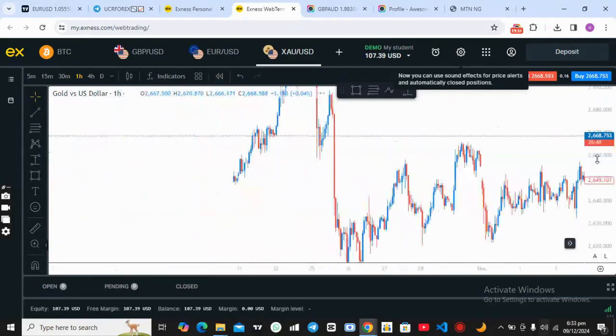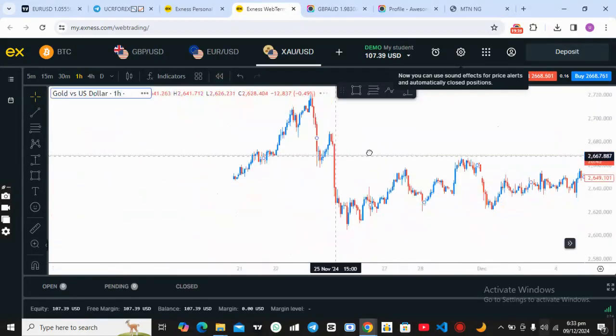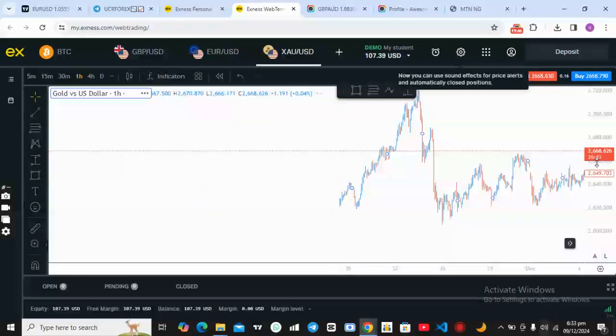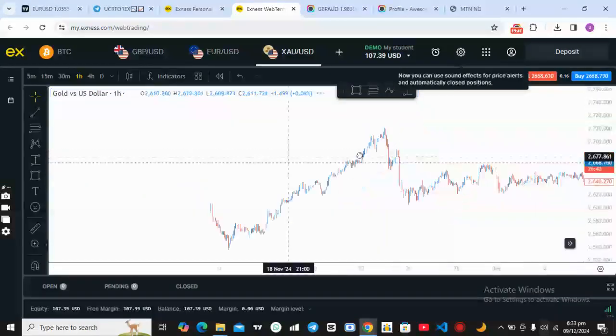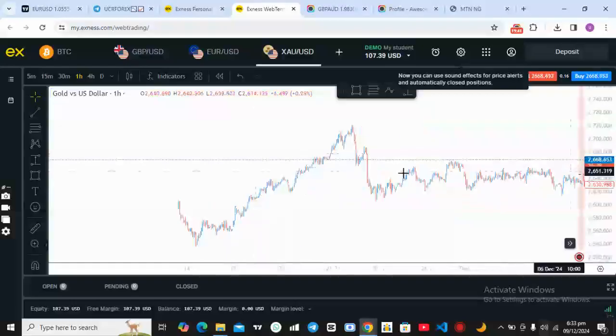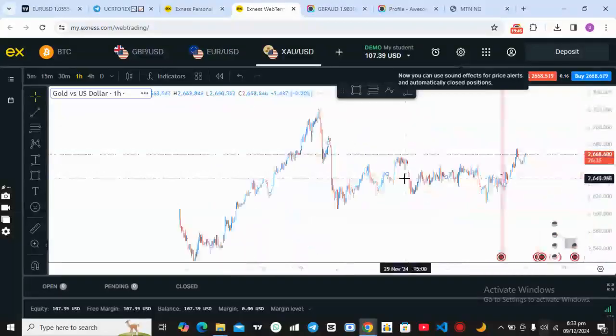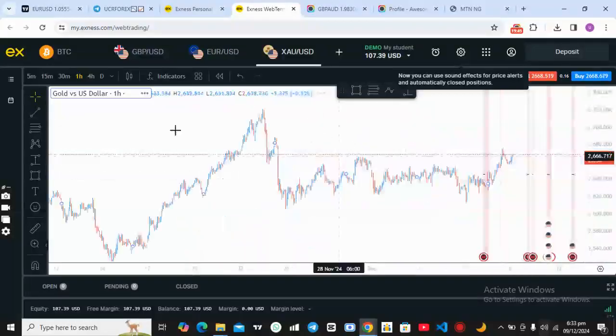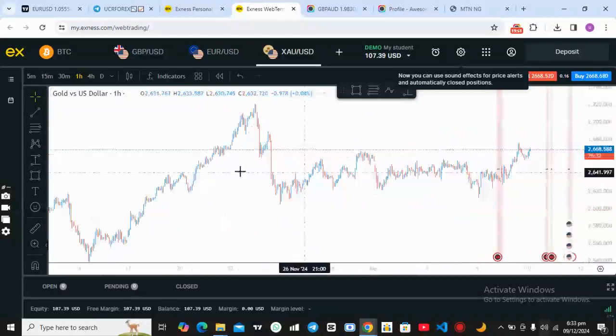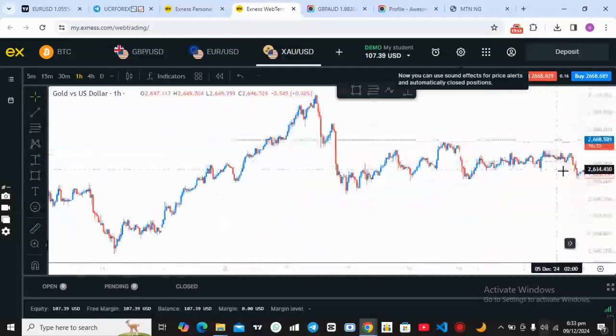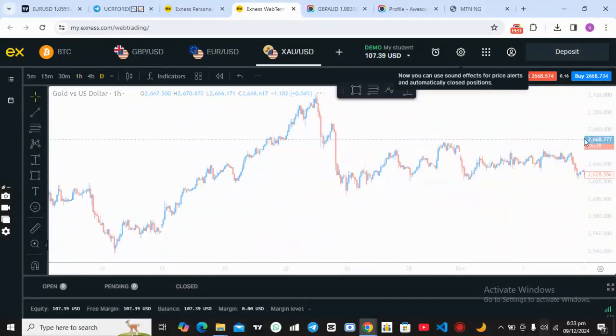So let's try to play price backward. First of all, let's see the trend of gold. So this is gold on the 1 hour time frame. Remember, you must know how to follow the trend before you make use of this tool. You must know how to follow the trend. If you don't know how to follow the trend, you will struggle.